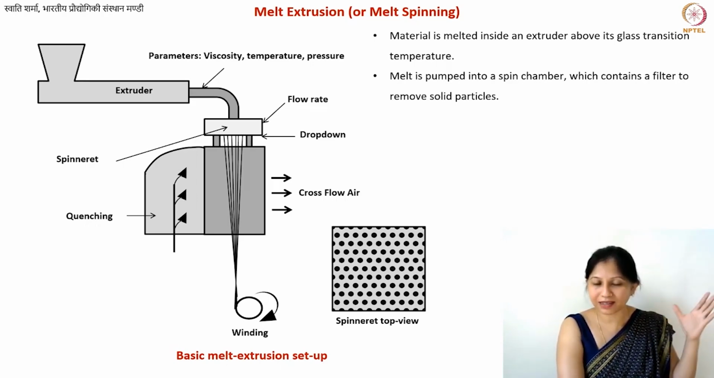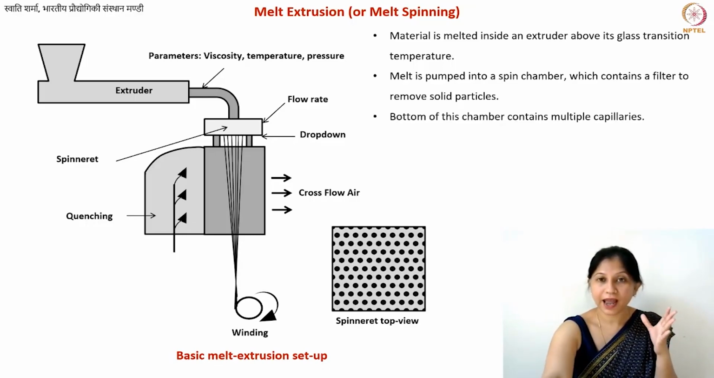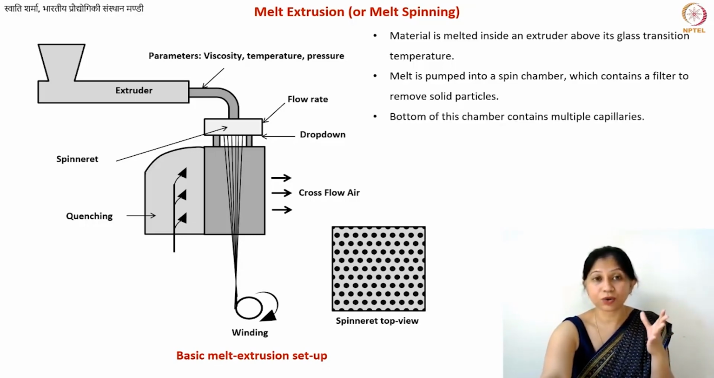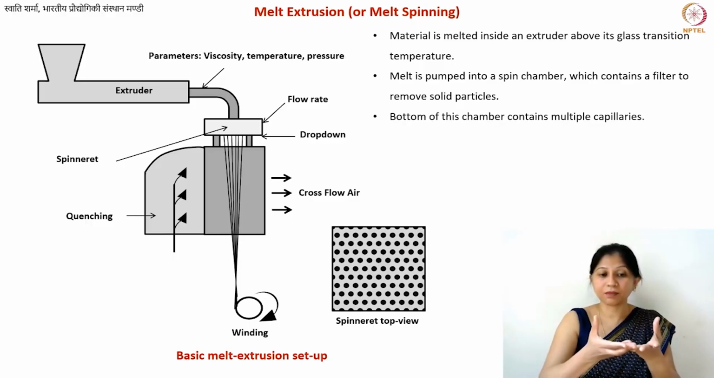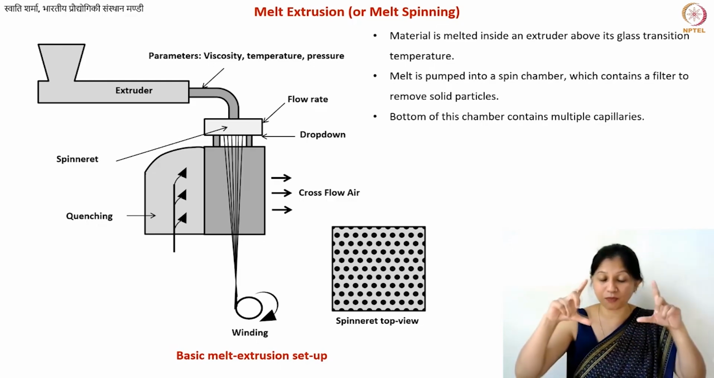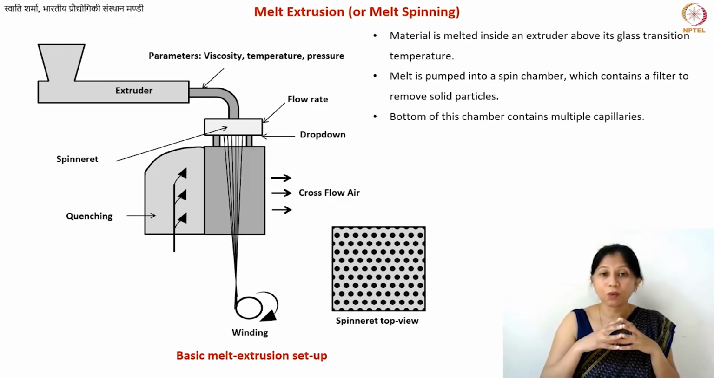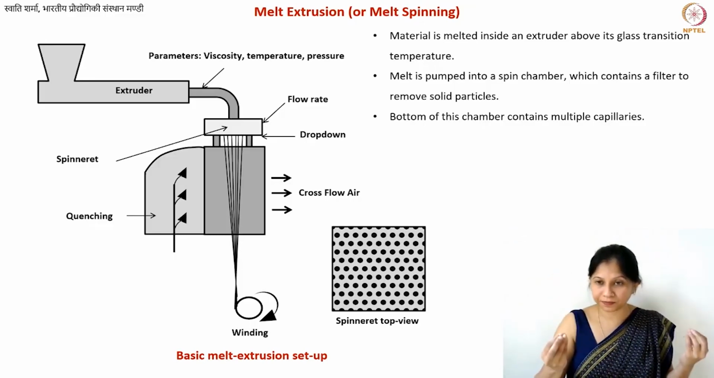So you will pass it through a filtration unit, and after that what you have is what is known as the spinneret. I have also shown a cross-sectional view or the top view of this spinneret. What do you have? You have a lot of holes, and these holes are basically capillaries.